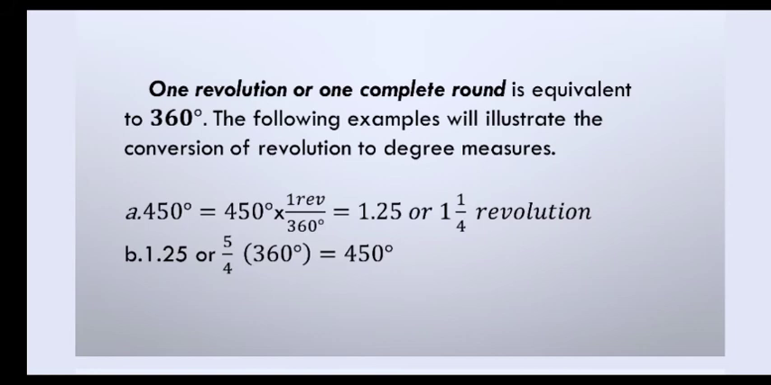In letter A, we have 450 degrees. Convert this degree measure to revolution. So if there are 450 degrees, we are going to multiply that by 1 revolution over 360 degrees, because 1 revolution is 360 degrees. And that is equal to 1.25 or 1 1/4 revolution.